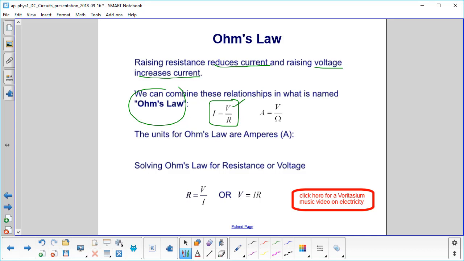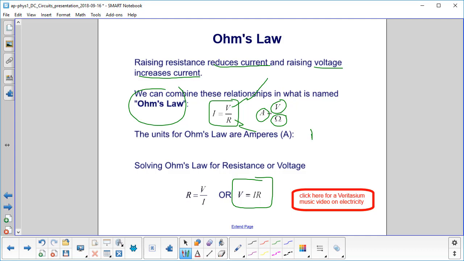So you can see if you raise V, current will go up, but if you raise R, since it's in the denominator, current will go down. The units, we have amps for the current, volts for the voltage, and ohms here for the resistance. If you manipulate that equation a bit, you find that resistance is V over I, or V equals IR. And this is probably the form most people are comfortable with for Ohm's law.